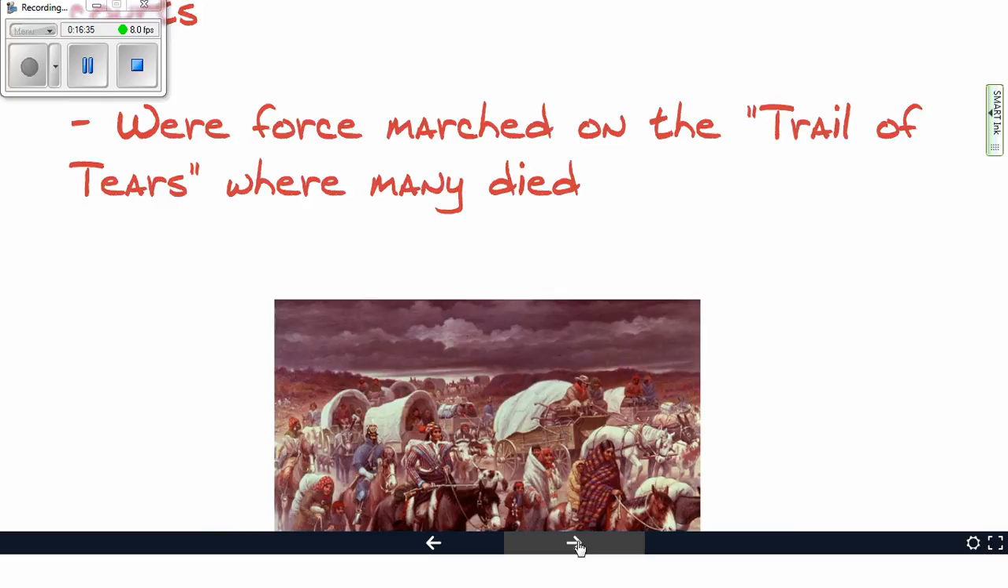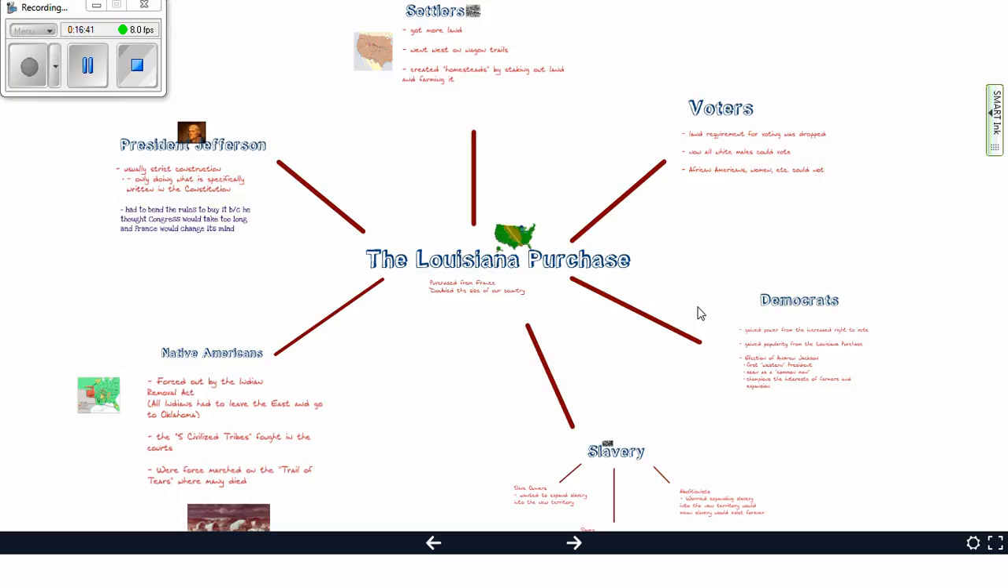And so there you have it, the Louisiana Purchase and its effect on all different types of people in our country.